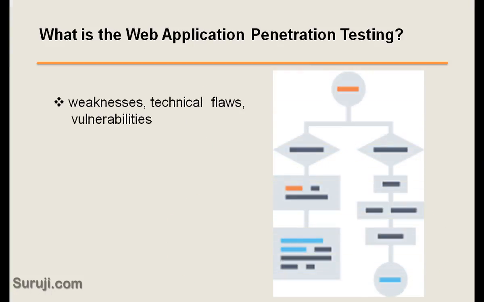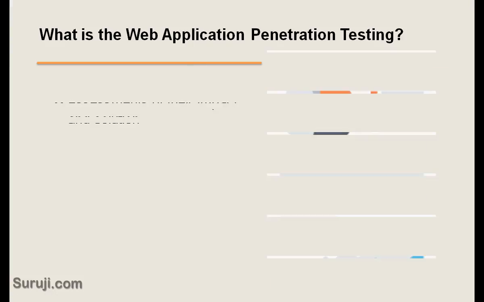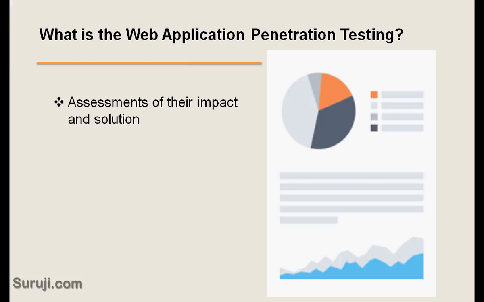The process involves an active analysis of the application for any weaknesses, technical flaws, or vulnerabilities. Any flaw or security issues that are found will be presented to the system owner or a technical department with their impact as well as any technical solution.